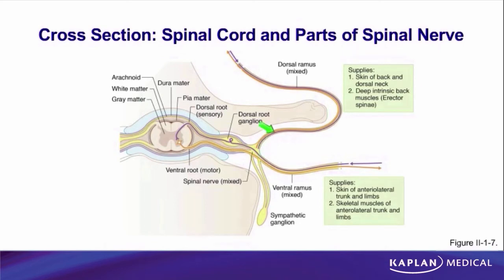If they both carry the same thing, why do we have two of them? And the answer is to go different places in the body. Ventral rami go more ventrally, and dorsal rami go more dorsally. But let's get a little more specific.